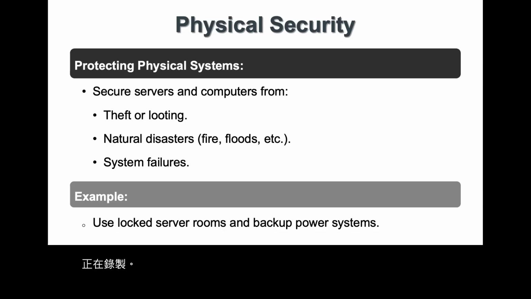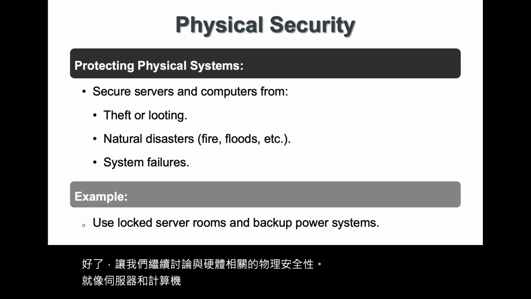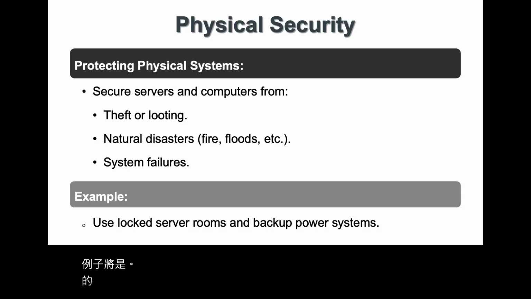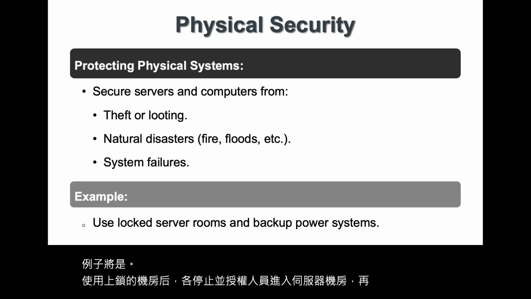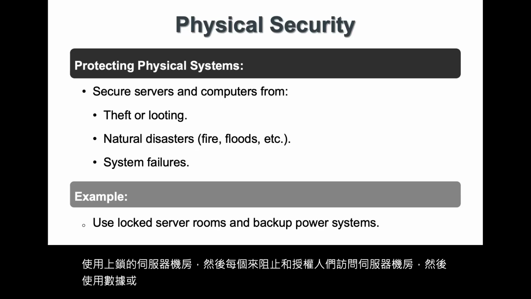Okay, so let's continue the physical security. You know that it's related to the hardware, like servers, computers, and other equipment. Examples are the use of locked server rooms to stop unauthorized people from accessing the server rooms, and the use of backup power systems like generators to keep the servers running during a power outage.